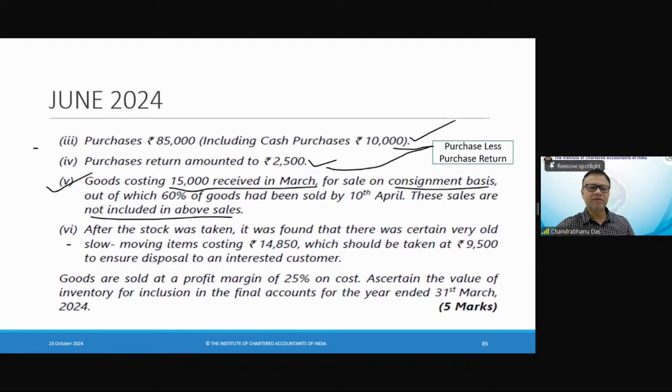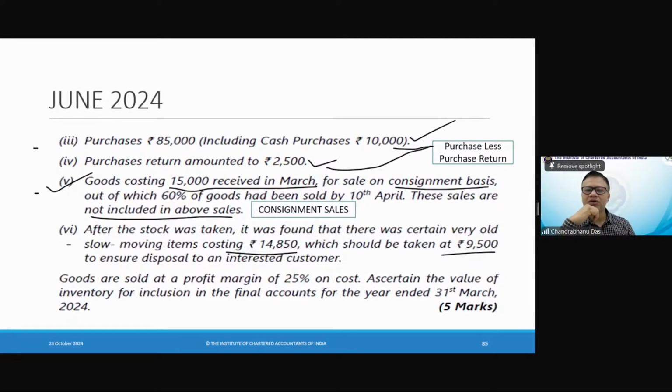When you come to this consignment, the goods which have not been sold by 10th April, these sales are not included. I will deduct them, because I am arriving at the opening stock, I'm just going in reverse. So I'm deducting these goods which have not been included in the above sales, the unsold goods. This is the consignment. I'll explain this again when I go to the inventory value. So against those events, whichever is plus, whichever is minus, you'll be writing those things.